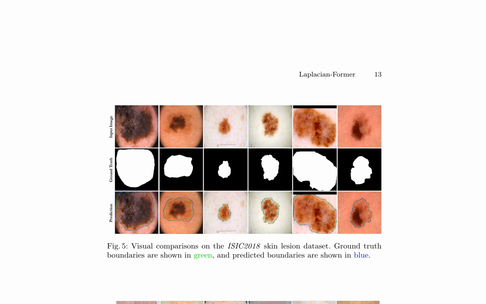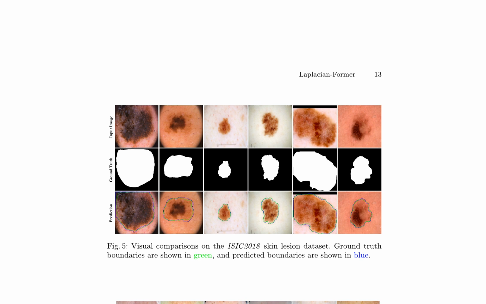The Laplacian-Former model's performance in skin lesion segmentation is visually compared to ground truth boundaries in Figure 5, where green denotes ground truth and blue represents predicted boundaries. This figure demonstrates the model's capabilities in segmenting skin lesions from input images. However, Figure 6 highlights the model's pitfalls in skin lesion segmentation tasks.